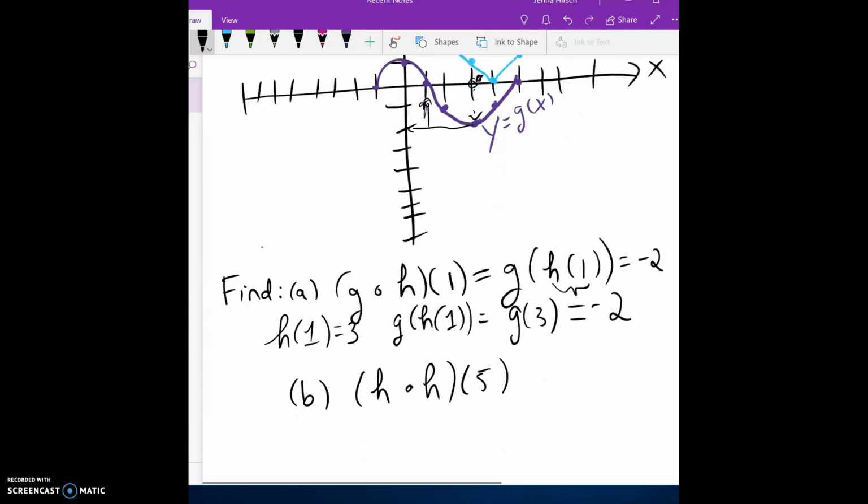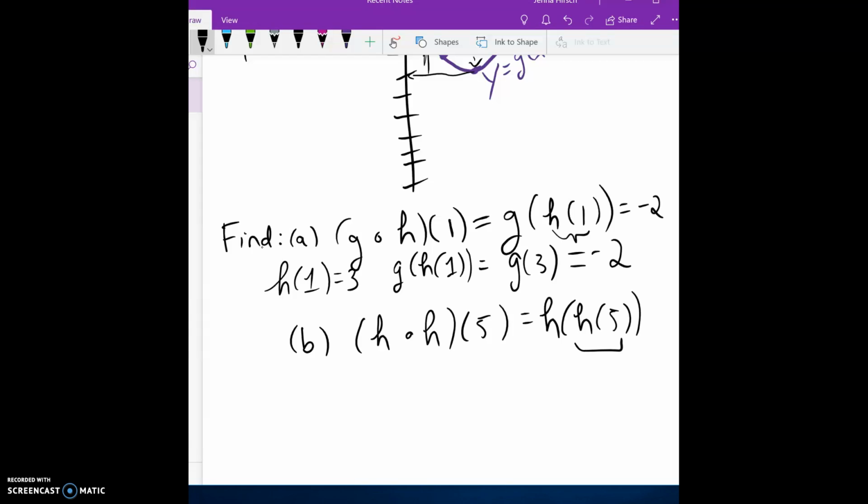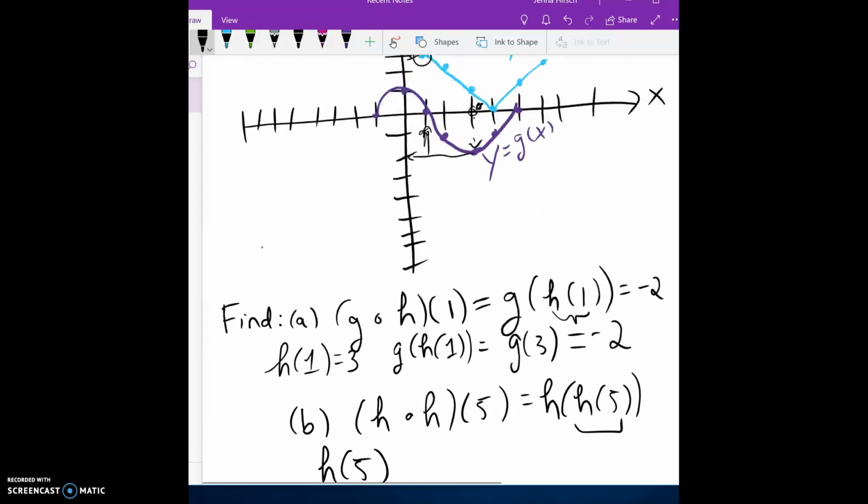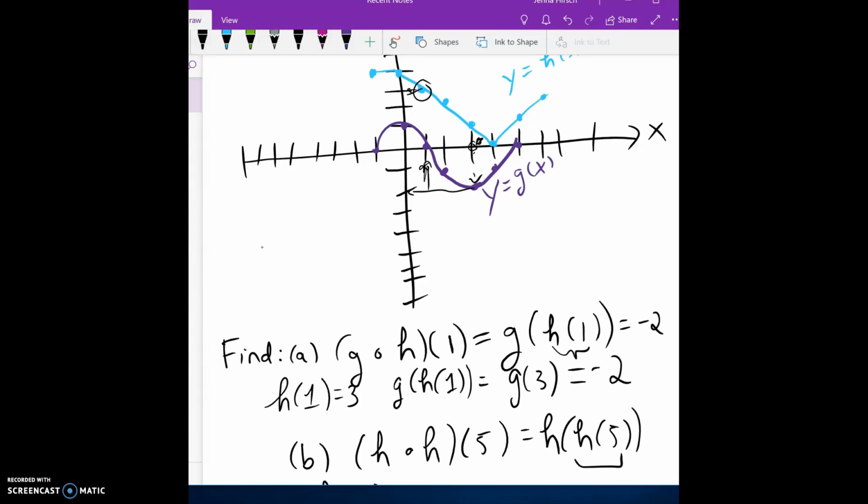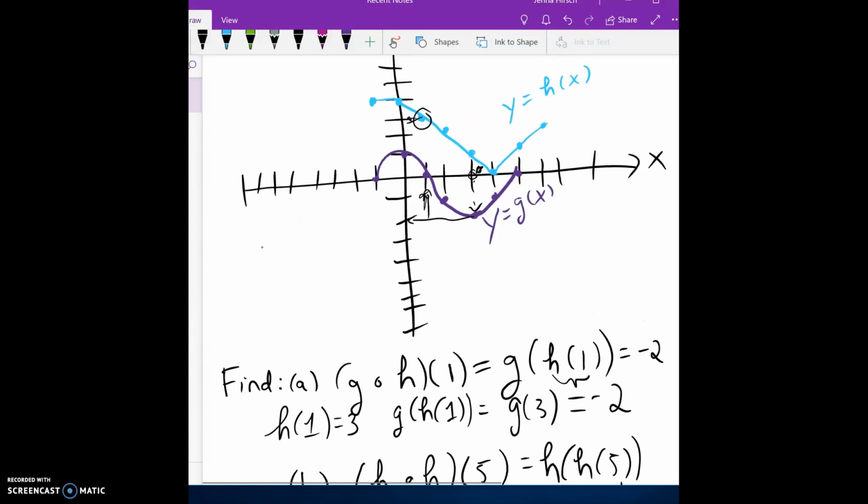For our second example over here, let's take a look at h composed with h of 5. Again, I'm going to start off and rewrite this by using function notation, not composition notation. So we need to first figure out what h of 5 is. So we're going to start on the inside. h of 5 is the same thing as saying, let's go to 5 on our x-axis and see where we hit that blue function.